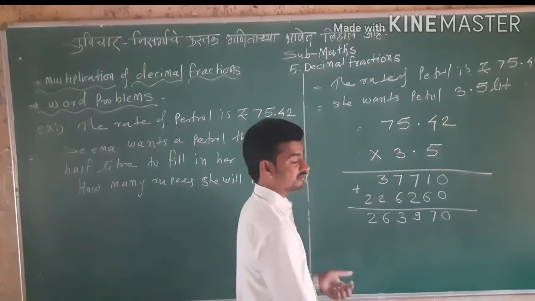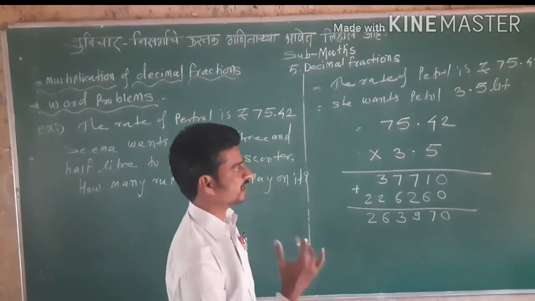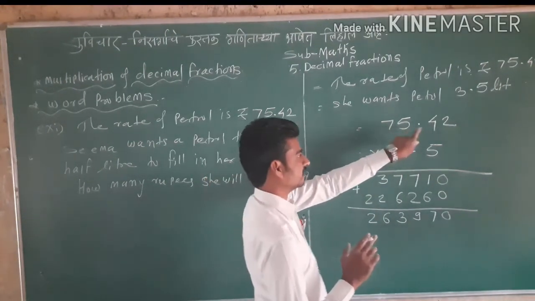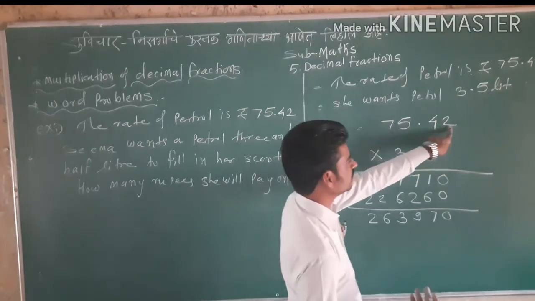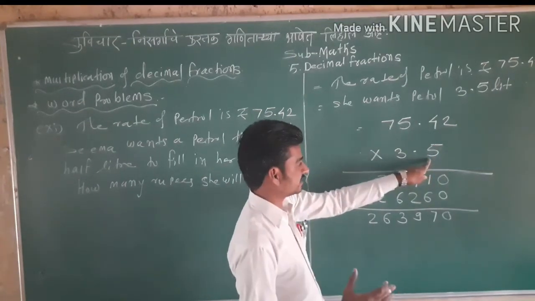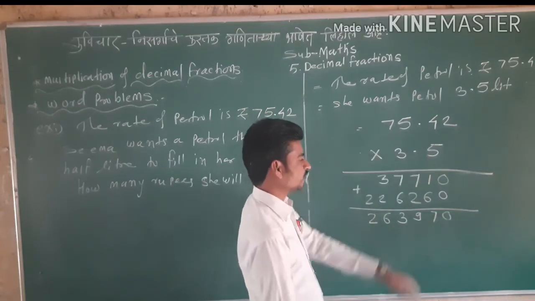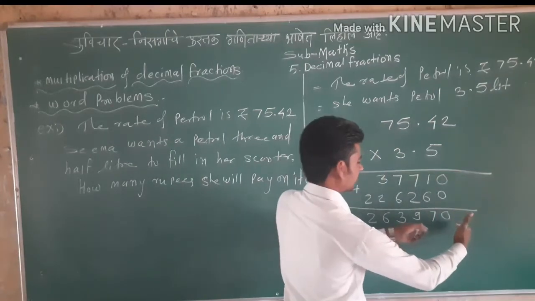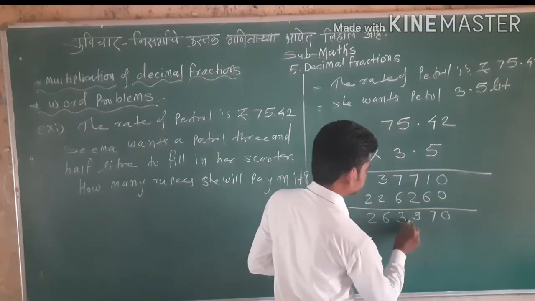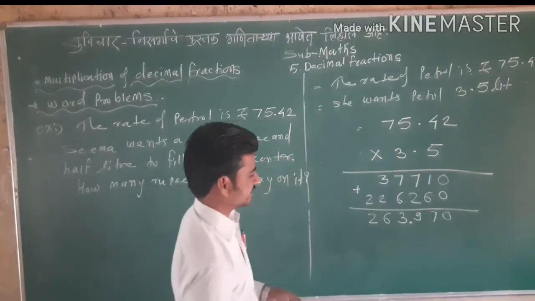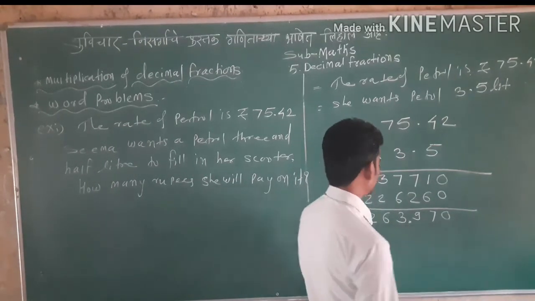We get the answer 2,63,970. Now count the decimal places here. How many in multiplicand and multiplier? In multiplicand 2 decimal places, in multiplier 1 place. So 2 plus 1 is 3 places in the multiplicand and multiplier. So count 3 places in the product from right to left. 1 2 3. Now here we get the answer 263.970.